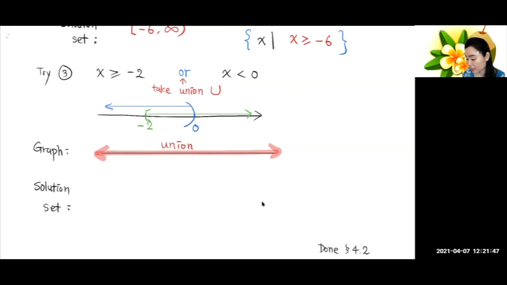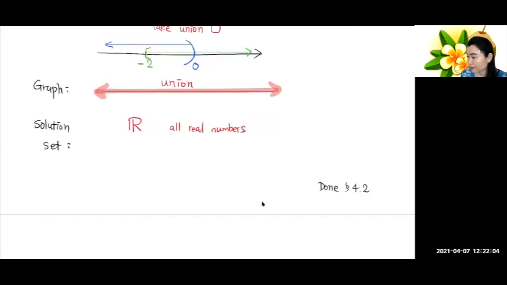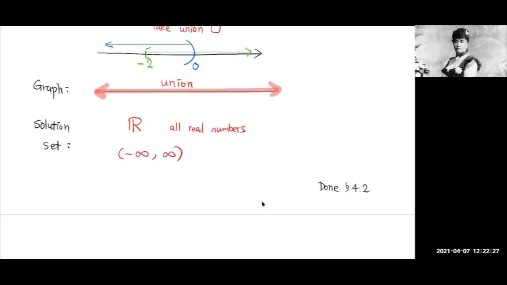Now the solution set here will be everything on the real number line. So the solution set here will be all real numbers. Using set notation, this stands for all real numbers. And then to put that in interval notation, you can put parentheses, negative infinity to infinity, right? We can never reach negative infinity or infinity, so you always use parentheses before or after infinity or negative infinity.